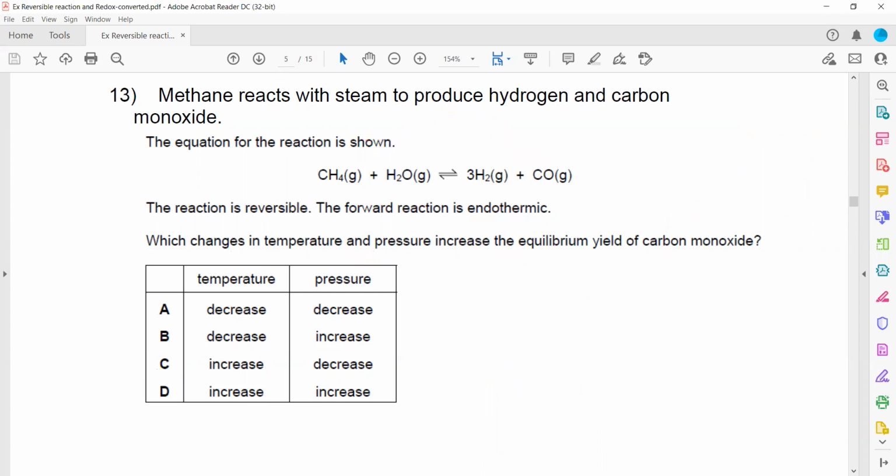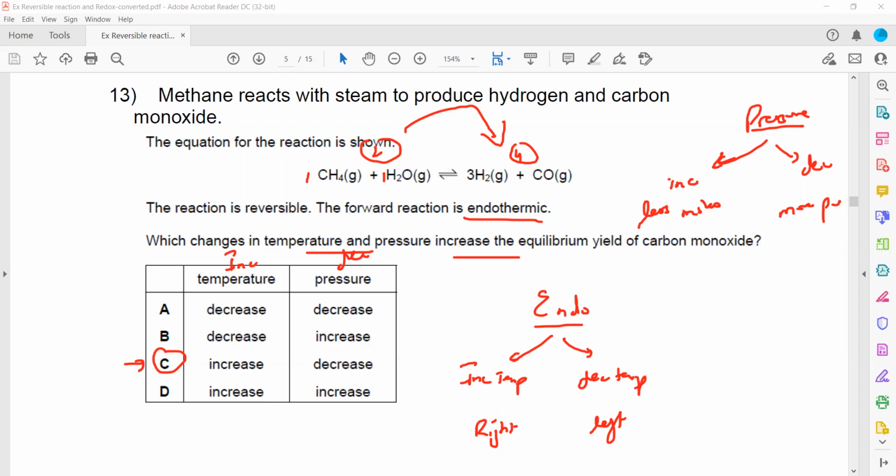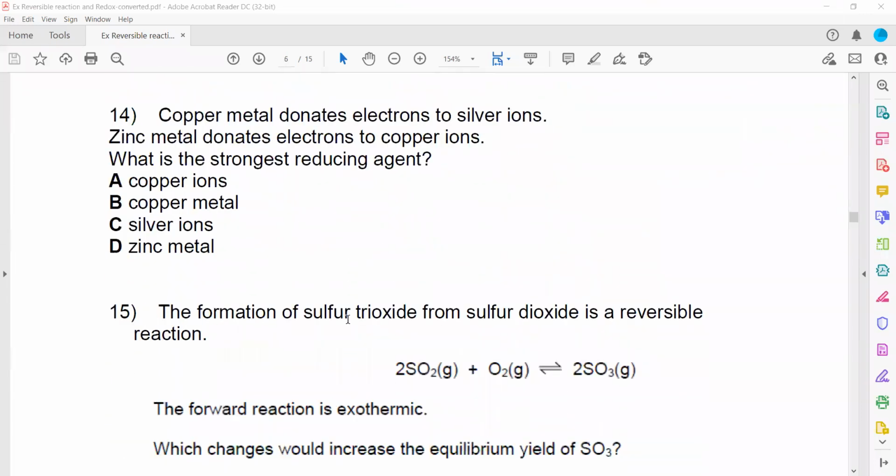Is this question clear? That is how the pressure and the temperature are affecting it. For endothermic reactions, remember that an increase in temperature gives you more product, and a decrease in temperature will give you less product.